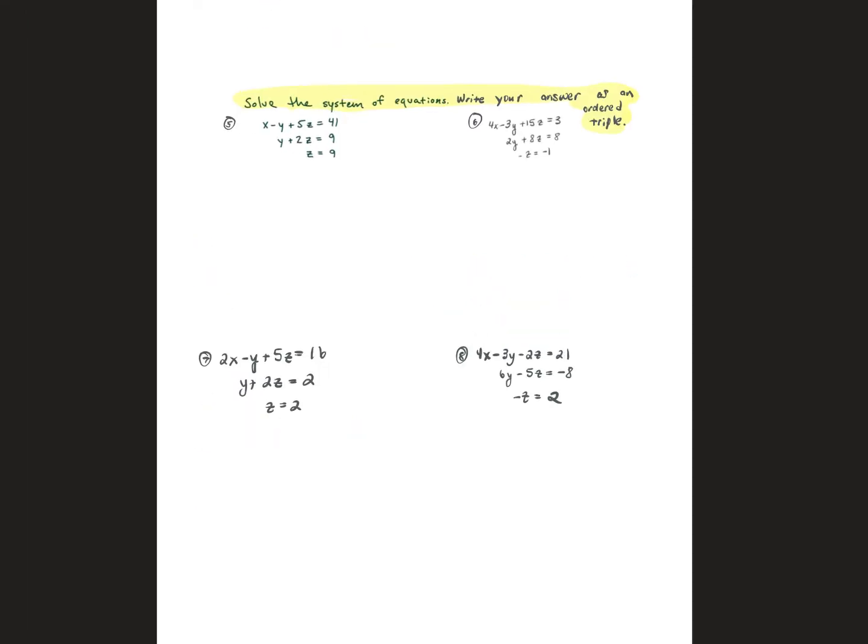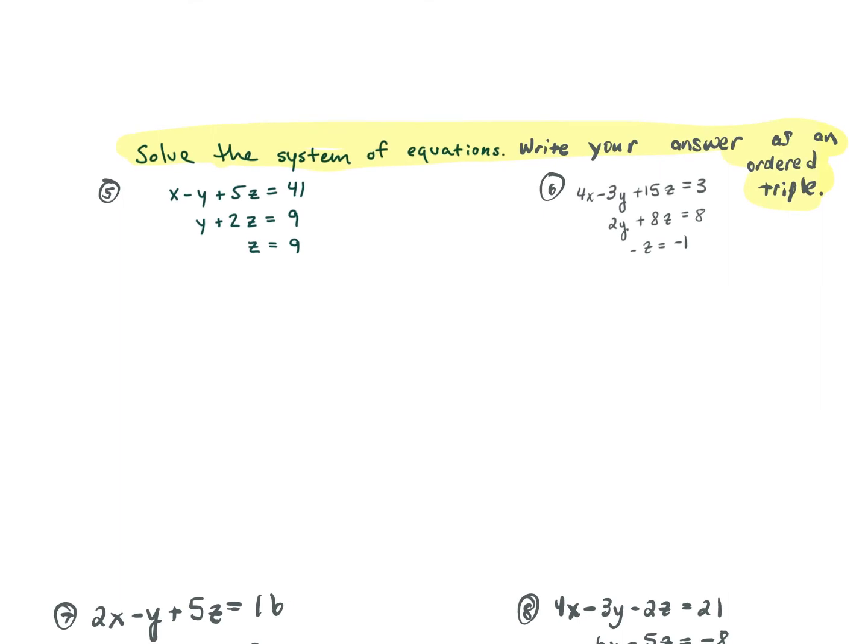Your next part deals with the back substitution. It tells you to solve the system of equations, write your answer as an ordered triple. So for number 5, it gives you x minus y plus 5z is equal to 41, y plus 2z is equal to 9, and z is equal to 9.